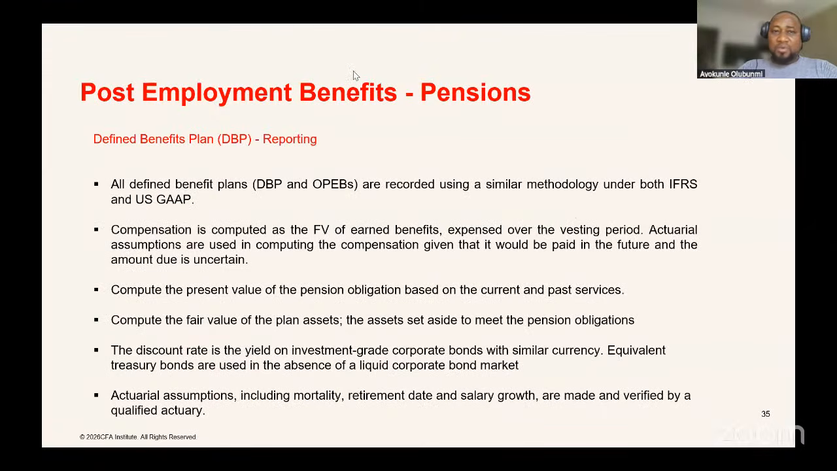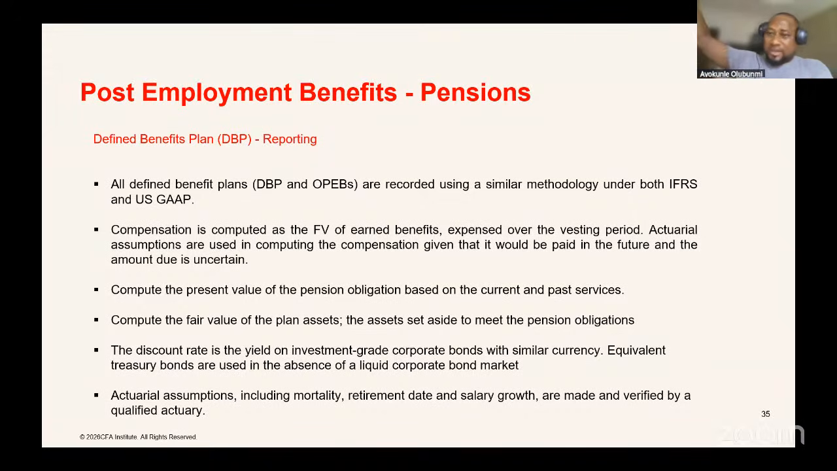So how do we account for defined benefits plan? For defined benefits plan, I think the accounting for it is a bit different from defined contribution. Remember that the benefits will be paid in the future. Those are the liabilities. But since they will be paid in the future, you agree with me that it's not right for us to be recognizing the total obligation in the future. What we do is to recognize the discounted amount.